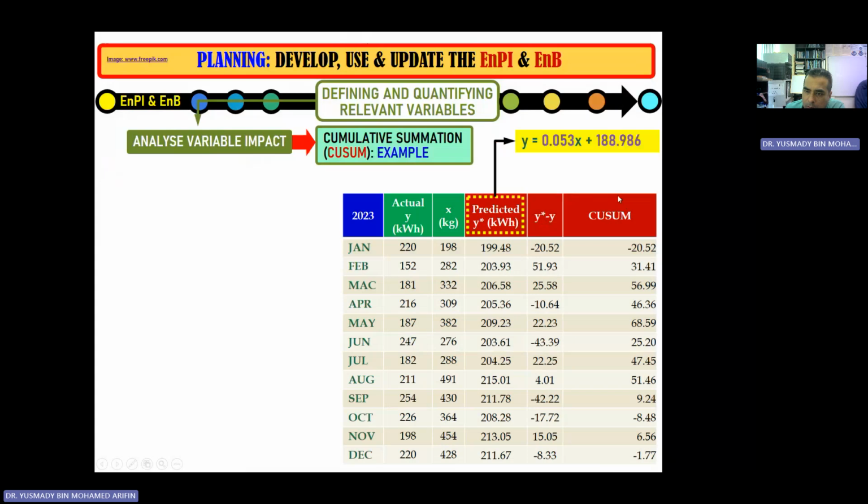And then we can develop the CUSUM data, where the first data of CUSUM will equal the first data of y star minus y. And then for the second data, we need to add the first data of CUSUM with the second data of y star minus y. So we will get the second data for the CUSUM. The second data of the CUSUM, we need to add to the third data of y star minus y, and we will get the third data for the CUSUM, and so on. So this is how we develop data for the CUSUM.